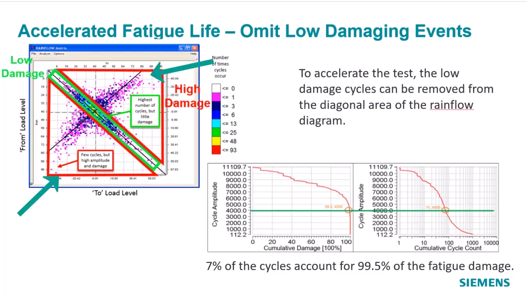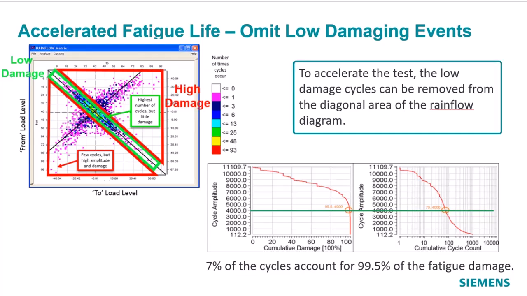The points which are further away from the diagonals are the ones which cause the high damage, as indicated by this red box here. Points in the green box don't cause that much damage. Perhaps a better way to accelerate the test is actually to remove these points which don't cause much damage.